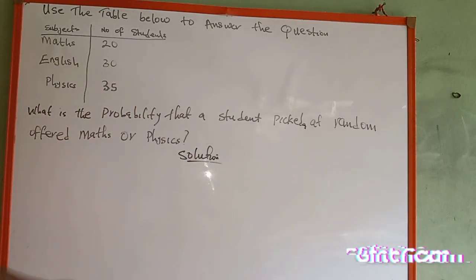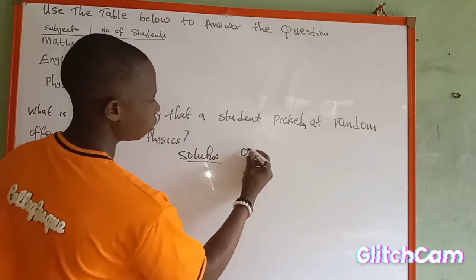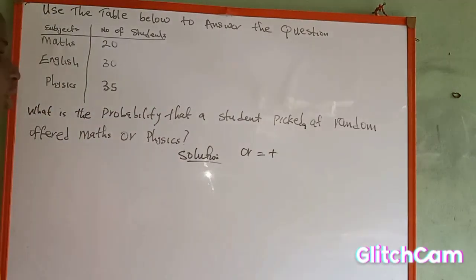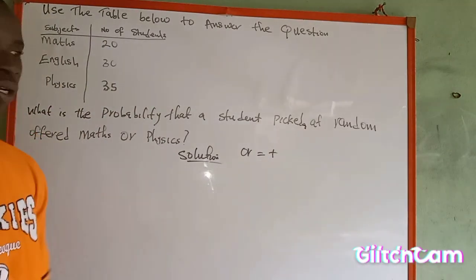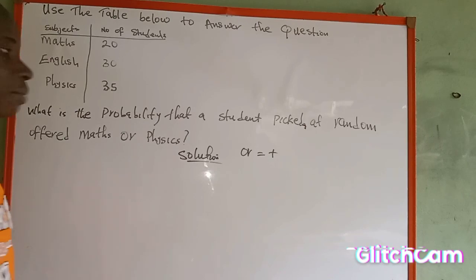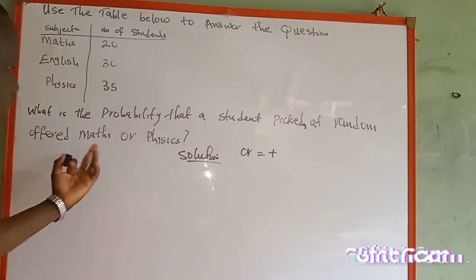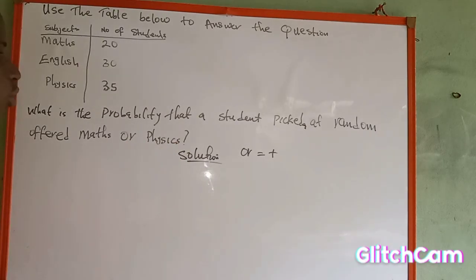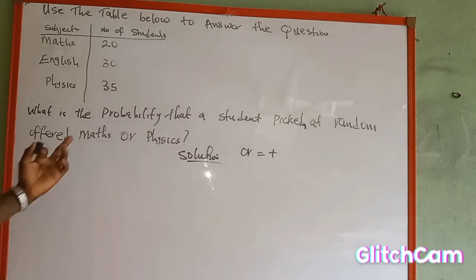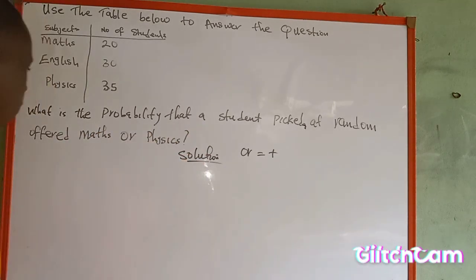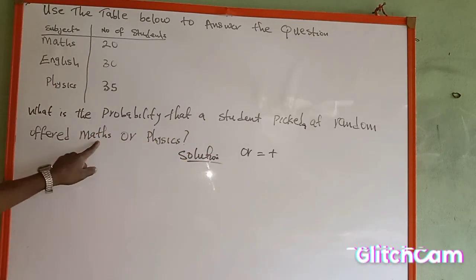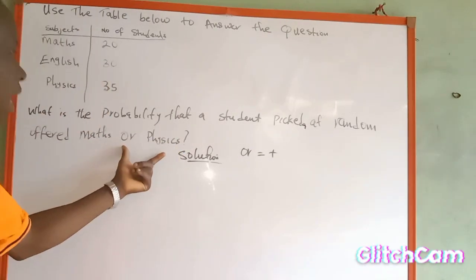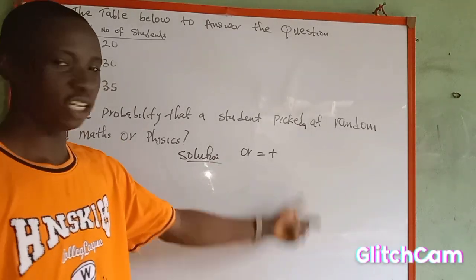Remember, in probability, when you hear "or", it implies addition. Or means addition, and when we hear "and", it means multiplication. But the question says maths or physics. That is maths, you add it to physics. So we are going to find the probability of a student picked at random for maths separately, then the one for physics separately, before we add them together, because "or" means addition.